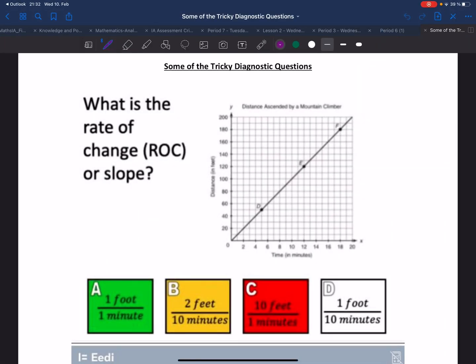Hi guys, these are a few of the questions that you found hardest for the diagnostic questions, so I just thought I'd go through them so you've got some worked solutions.